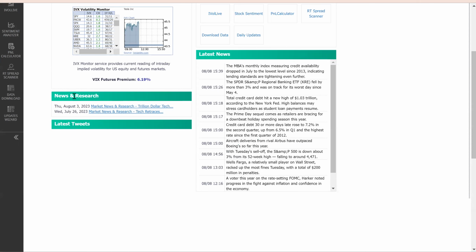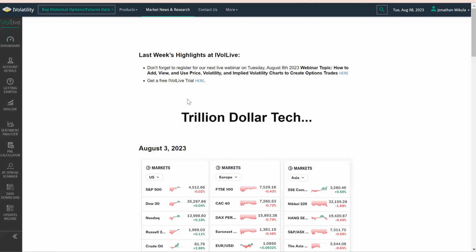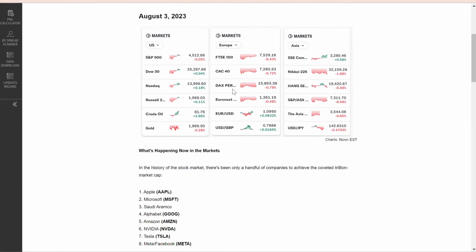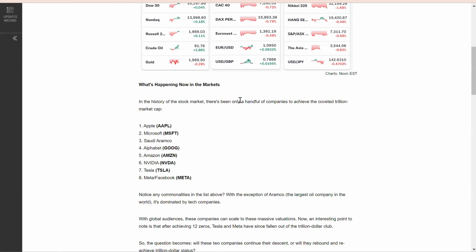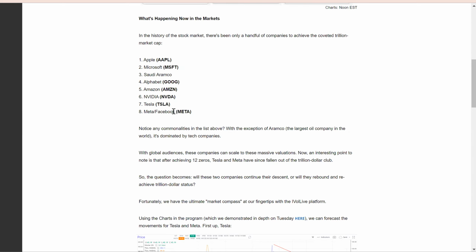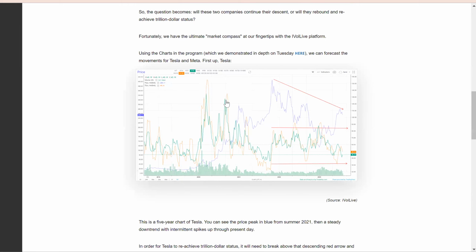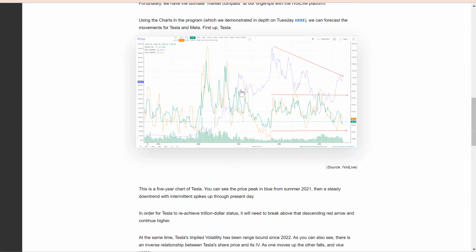And then the other place I go is this news and research tab. What's unique about this is the editorial that our team is putting out internally at IVolLive. These are things that are showing up on our screens and on our monitors that could be worth digging into. This recent issue was $1 trillion tech. What caught our team's attention was we had these 8 names that had surpassed the $1 trillion market cap, and then many of them were retracing. So the question became, did it make sense to go short, or did it make sense to bet on a rebound? And you'll see, throughout, here are the different charts, which we'll highlight today.